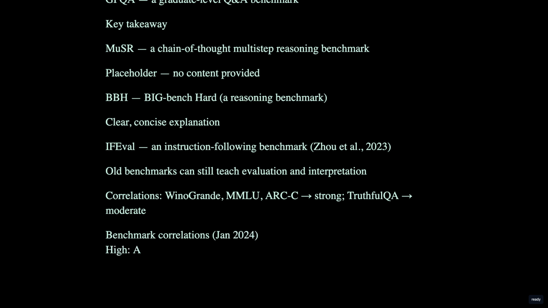This table gives pairwise correlations between 6 Hugging Face benchmarks computed in January 2024. ARC-C, MMLU, and WinoGrande show very high correlations, around 0.87 to 0.90, which suggests they measure closely related capabilities. GSM8K correlates moderately with that cluster, while HellaSwag and TruthfulQA have noticeably lower correlations, meaning they capture different aspects of model performance.